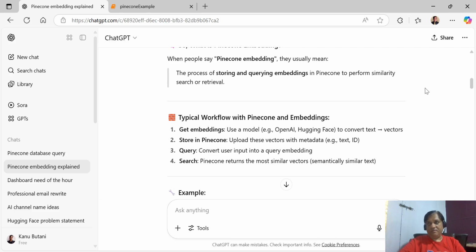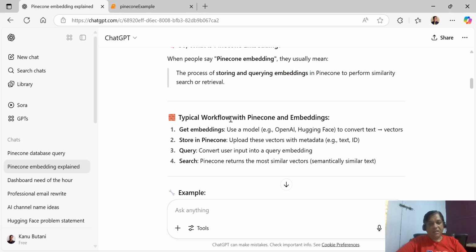similarity search or retrieval. Normally when we store some data, for example, I love pizza, and the question is asked, does Kanu love pizza? It should say yes. It should not say no. And if the question is asked, does Kanu hate pizza? The answer should come no, Kanu loves pizza. For that, the embeddings are very important.